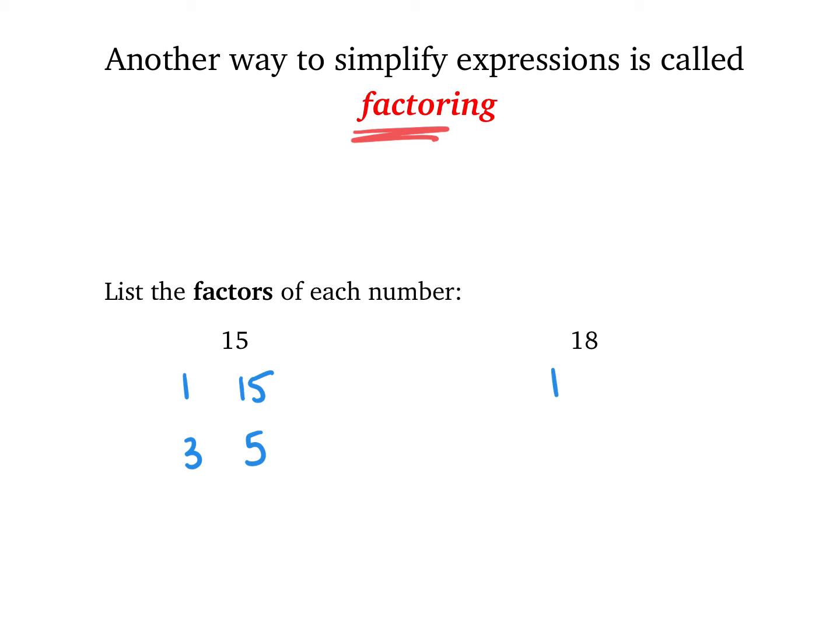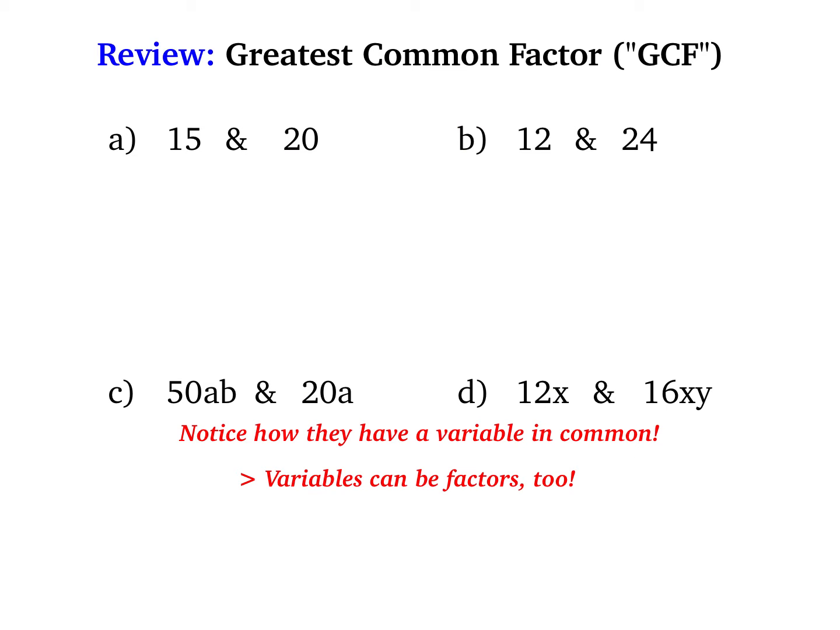18 has a lot more. 1 and 18 works, 2 and 9 works, and then 3 and 6 also work. If we're talking about the greatest common factor, that would be the biggest number that those two have in common. So looking at this list, the greatest common factor of 15 and 18 would be 3. So again, the greatest common factor is the largest number that can be multiplied into both numbers that you're looking at. So for 15 and 20, the largest factor they have in common would be a 5.